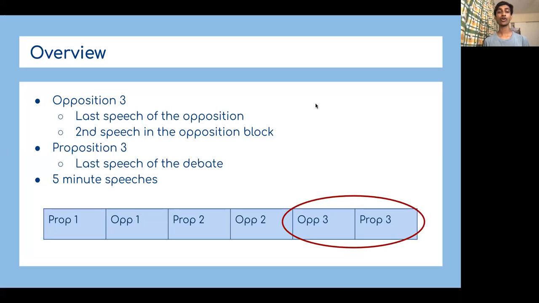Now to start off, the opposition third speech is the last chance that the opposition gets to speak in the debate. It's also the second speech in the opposition block. The opposition block is what we call the combined opposition second and third speeches, which is ultimately 10 minutes that the opposition gets to speak in. Now, the proposition third speech is the last speech in the debate. Both of these speeches are also 5 minutes long.